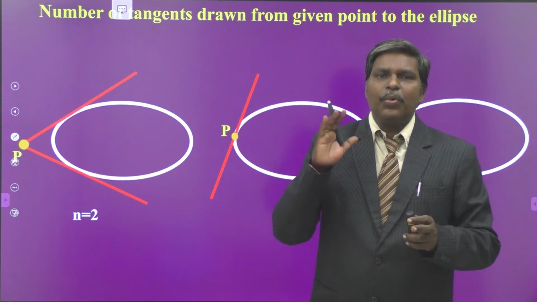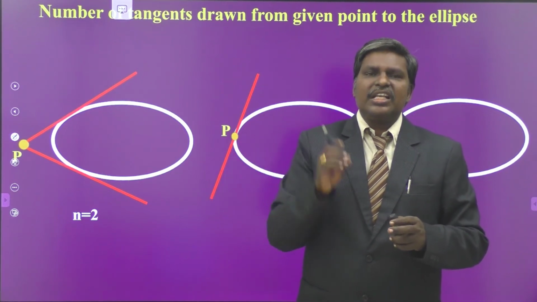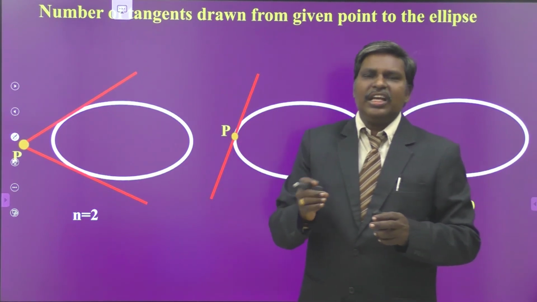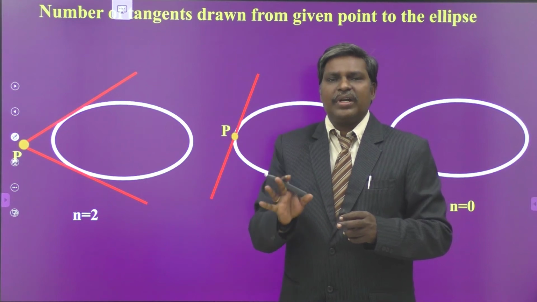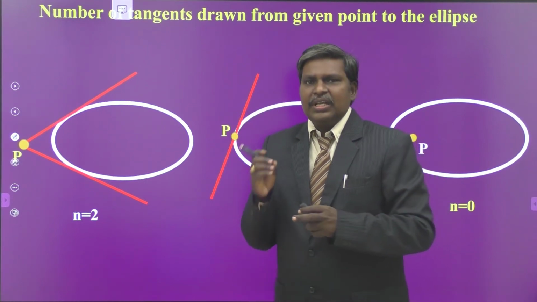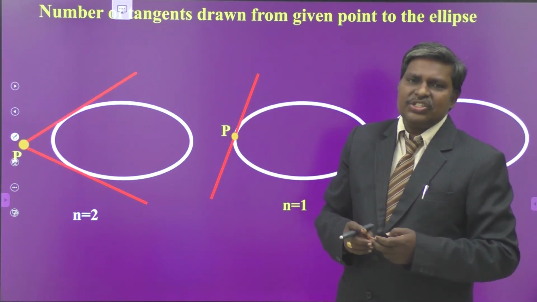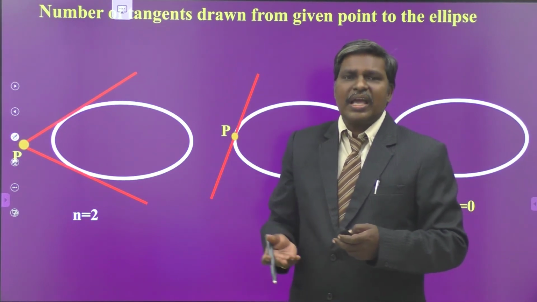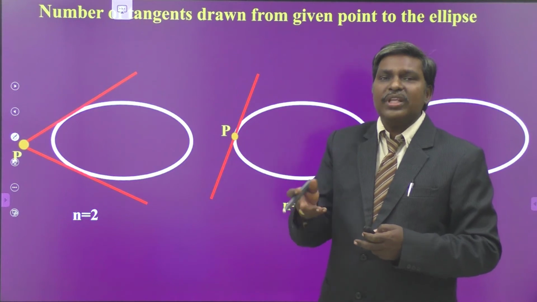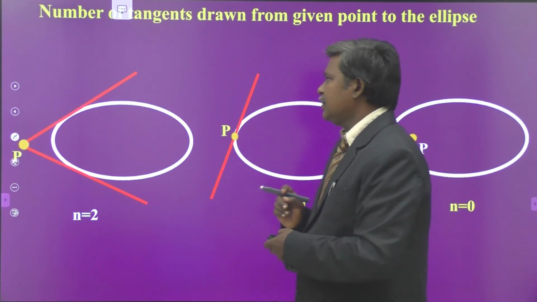S11 positive, point outside, 2 tangents. S11 equals 0, point on the ellipse, only one tangent through that point, that is the tangent at that point. If S11 is less than 0, point inside, the number of tangents is 0. That means there is no tangent passing through that point to the ellipse. Understand?